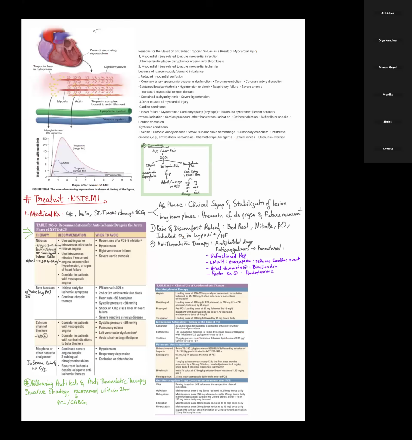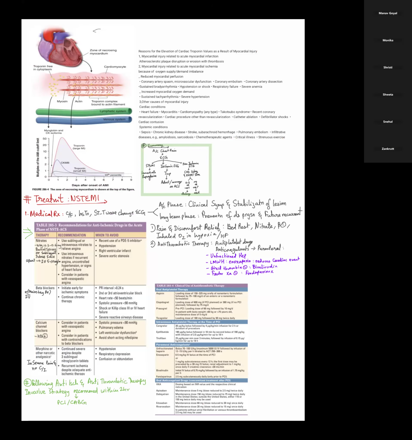So there are various reasons why cardiac troponin values are elevated in myocardial injuries. Like myocardial injury related to acute myocardial infarction, like atherosclerotic plaque disruption or erosion. Second is myocardial injury related to acute myocardial ischemia due to reduced myocardial perfusion, coronary artery spasm, microvascular dysfunction, coronary embolism, coronary artery dissection, and respiratory failure, severe anemia.